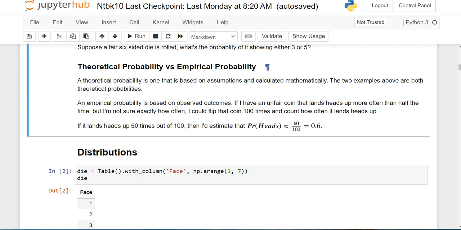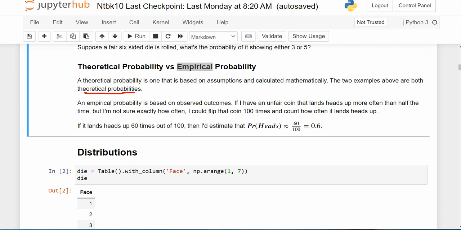So, theoretical versus empirical probability. When we talk about empirical probability, we're talking about letting the computer simulate things, okay? What we talked about above was theoretical probabilities, okay?